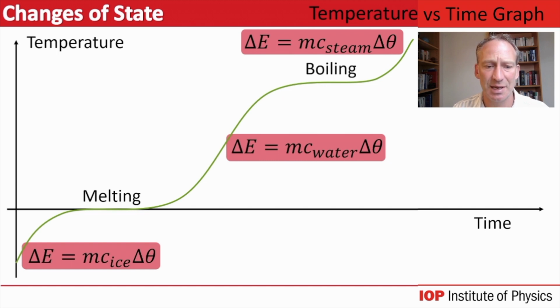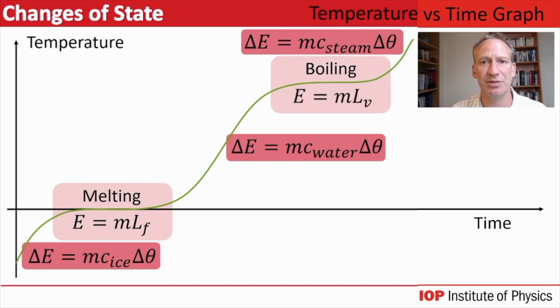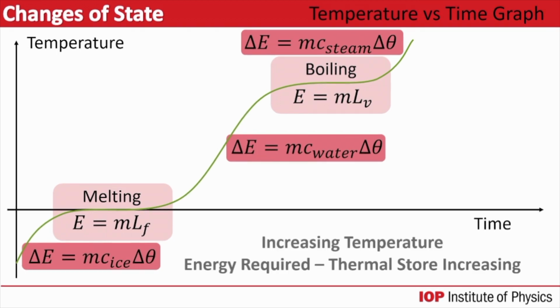At melting, where the temperature is constant, that's where the energy is now going to break bonds, and as the bonds are broken, the temperature stays constant. Similarly, up here at the boiling point, the temperature stays constant and the energy is now breaking bonds. So as the temperature increases, energy is required to do that, and the thermal store is increasing. But notice at the melting and boiling points, the temperature stays the same.